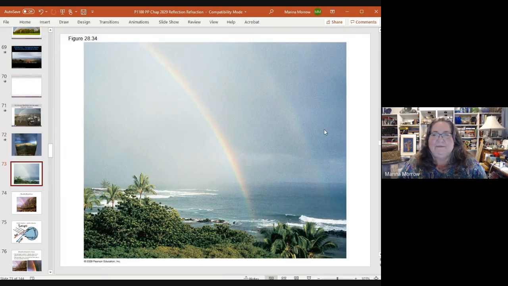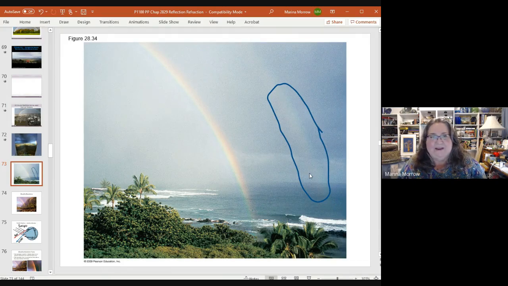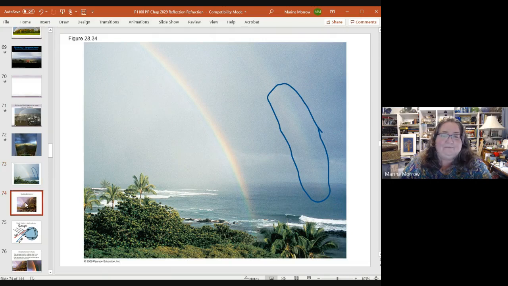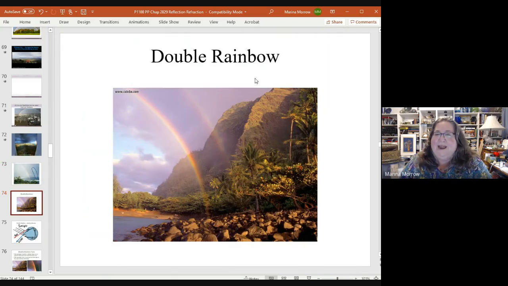Now, sometimes you will see a double rainbow. The double rainbow, the secondary rainbow, is usually much fainter. You may only see part of it. But if you see a first rainbow, take a look. There might be parts of a second rainbow there. Hawaii has lots of rain, and so here it's also an excellent place to see rainbows.